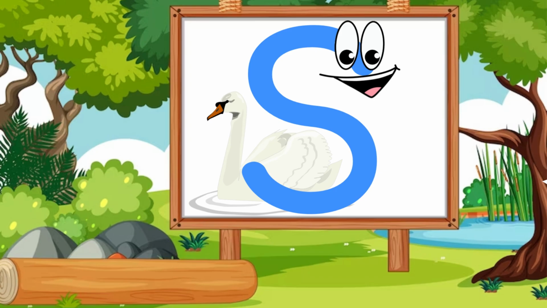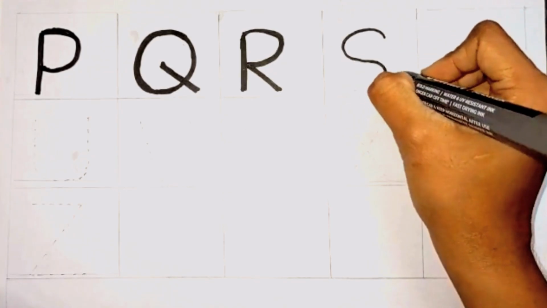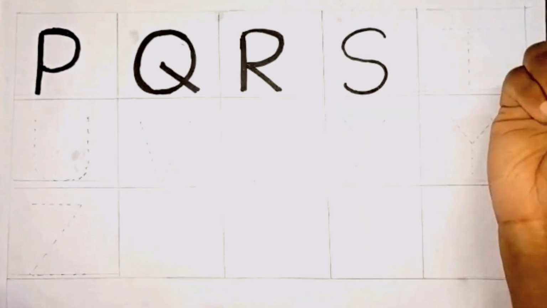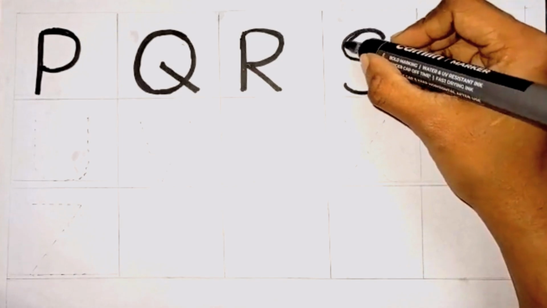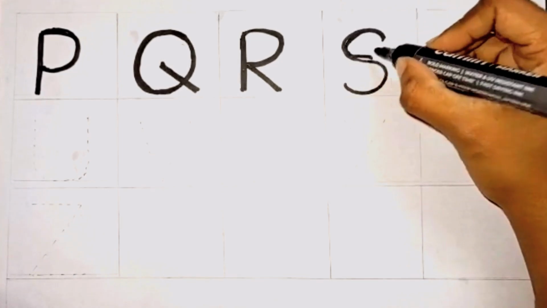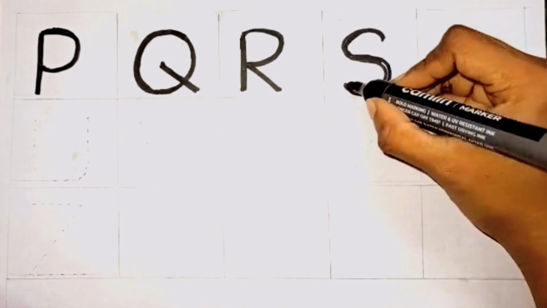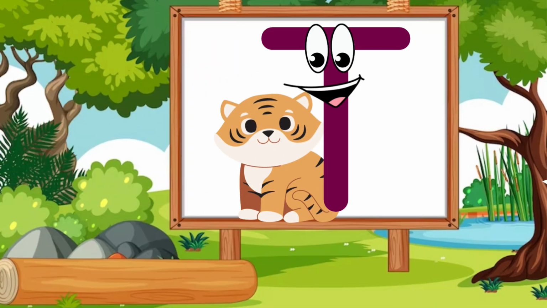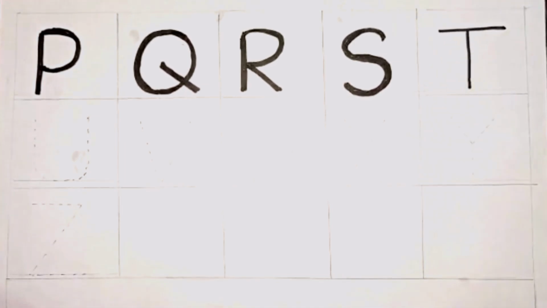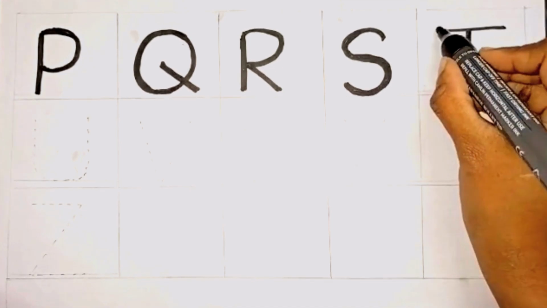Next we are going to do S. Just draw a curve like that. That is S. Let's try it again. A curve all the way from top to your bottom line. That gives you S. Next is alphabet T. Standing line and a sleeping line. This is your letter T.